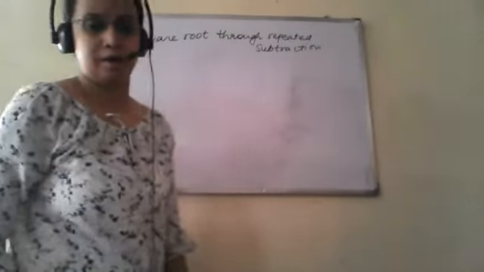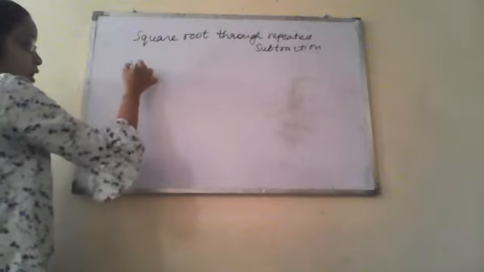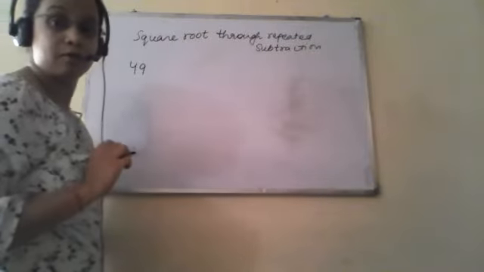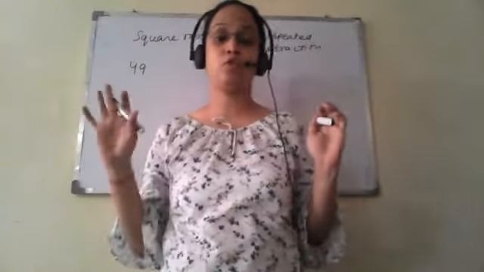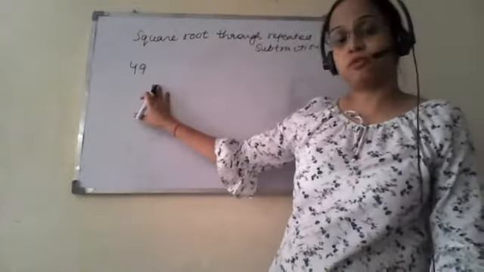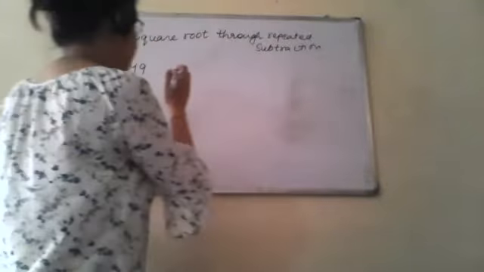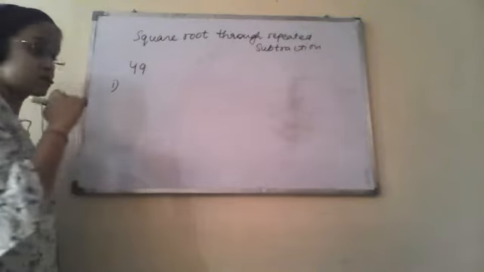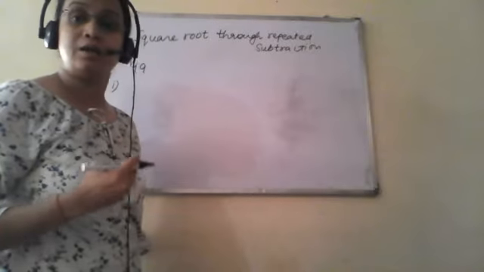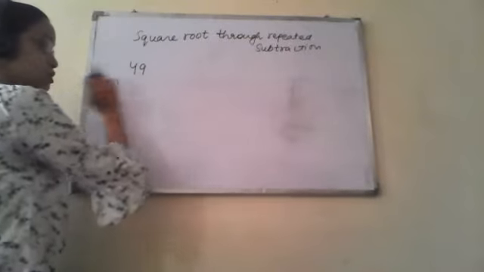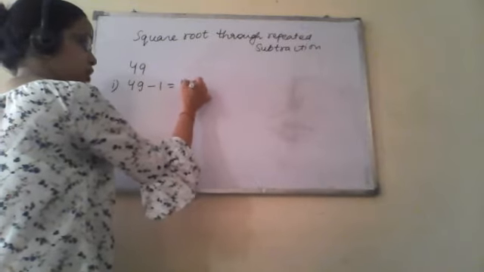So how to find? Suppose we have a number, say 49, and we have to find the square root of this 49 through repeated subtraction. Now what will the first step be? Our first step will be, we will keep on subtracting successive odd numbers till we get 0. Clear? So this is 49, the first odd number will be 1, so this is 48.